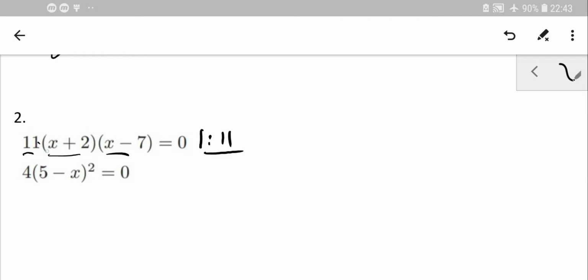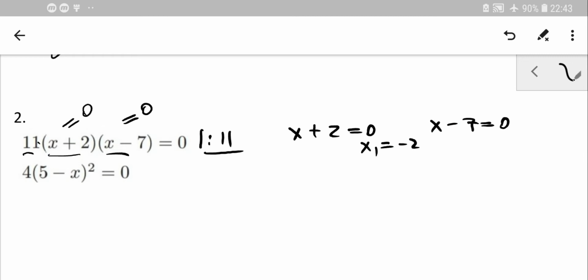Okay, so now you have x plus 2 and x minus 7. So we equate each factor to 0, and we'll get x plus 2 is 0, x minus 7 is also 0, from where we can figure out the first solution and the second one.